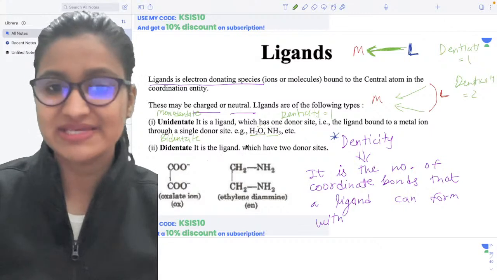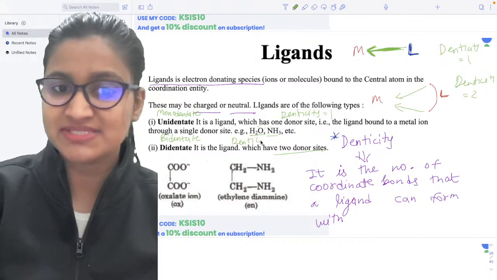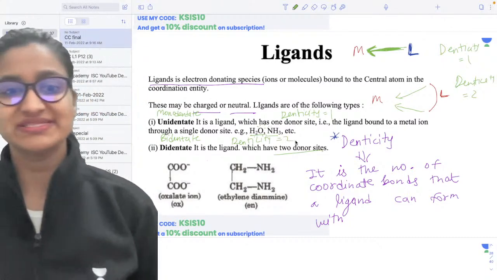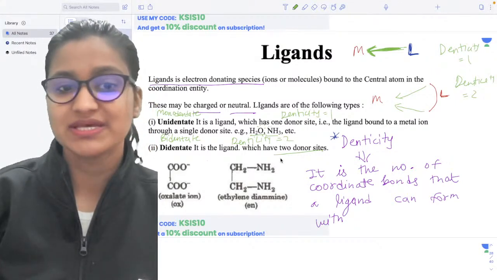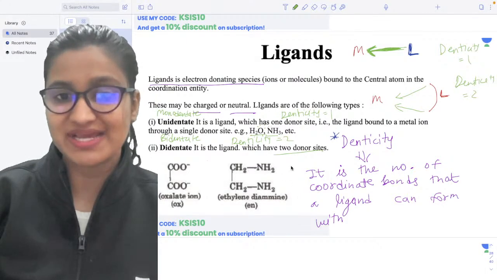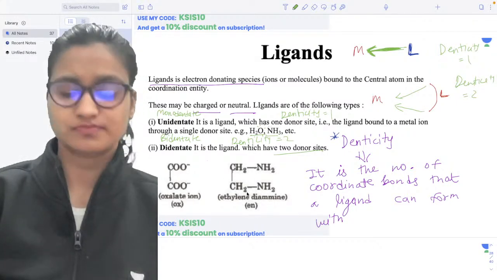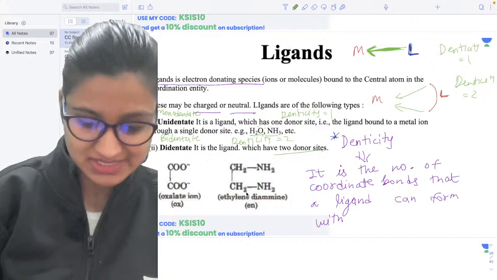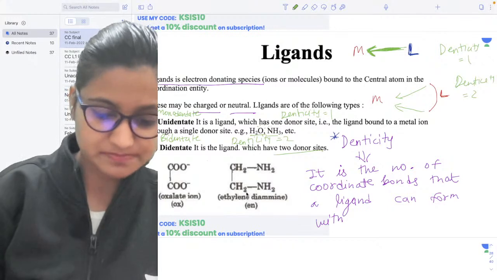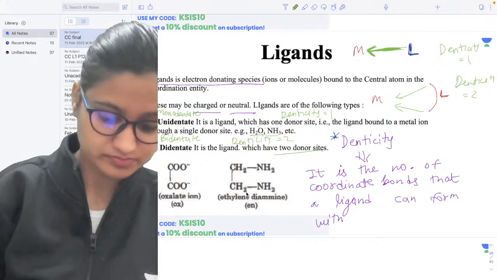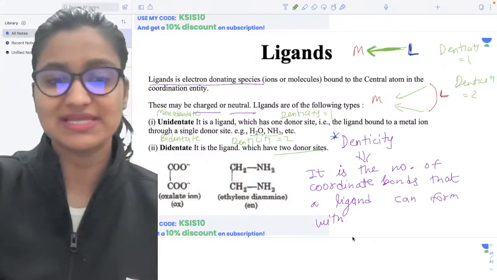Didentate or bidentate ligands have 2 donor sites. So what will the denticity be here? The denticity will be equal to 2, right? You can see here the oxalate ion, it is bidentate, or you can say didentate, right? Oxalate ion, COO negative, COO negative. Then we have ethylene diamine, CH2NH2, CH2NH2. You can see that this is nothing but a ligand with denticity 2. Okay.